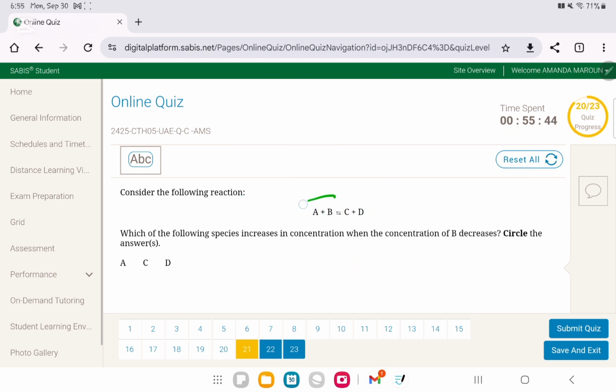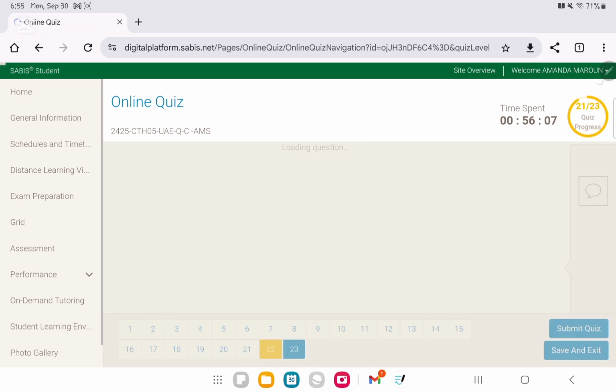So think of it. If they are on the same side, I will write it as a note: same side equals same effect. So since A and B are on the same side and we increase the concentration of B as a counteraction, then consequently the concentration of A will increase. Question number 22.